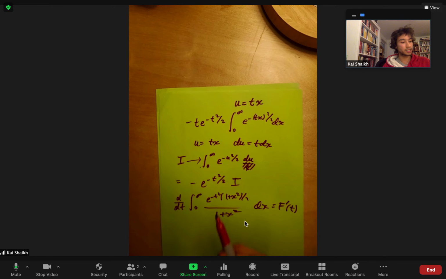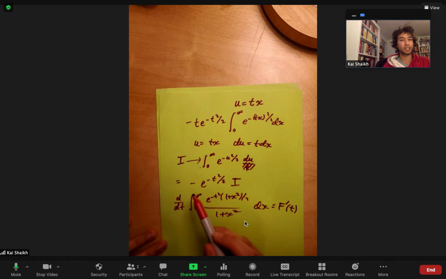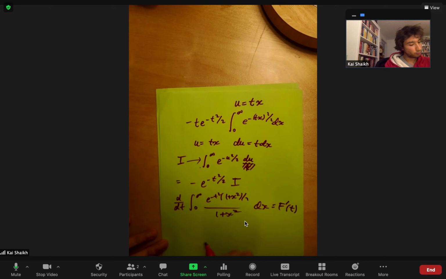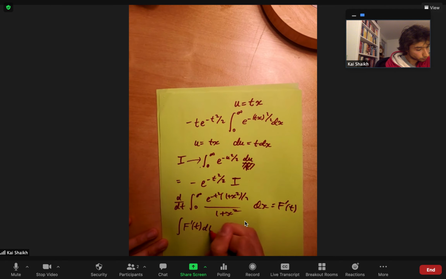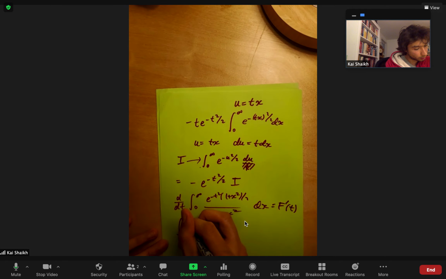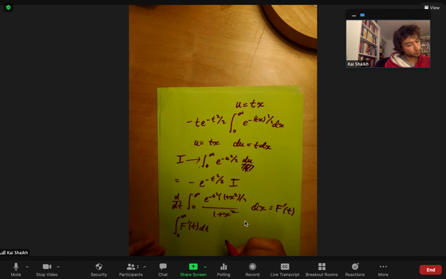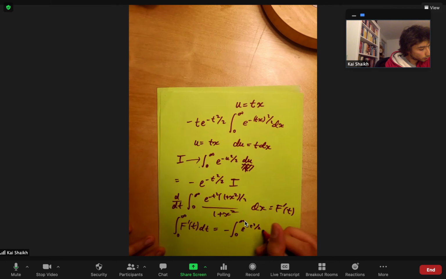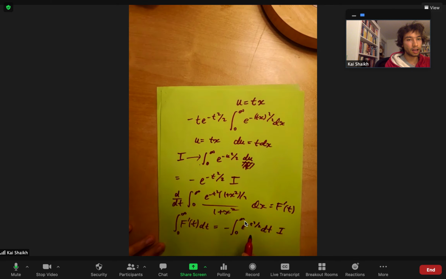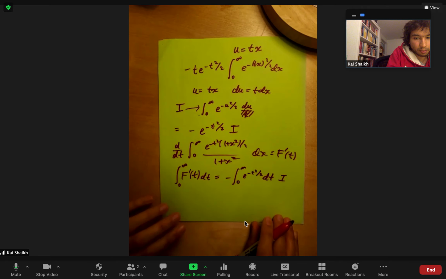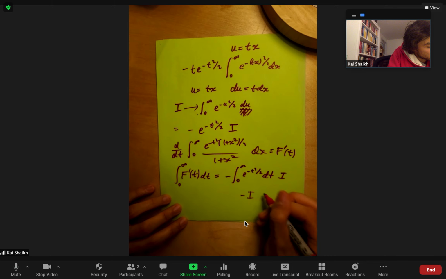And so now what we'll note is this is the Gaussian function all over again. If we take the derivative with respect to t of f prime of t, from 0 to infinity, we're going to recover the Gaussian integral. So it's going to be minus the integral from 0 to infinity of e to the minus t squared over 2 dt, times I. And this is, of course, again just the Gaussian integral. So this is minus I times I, or minus I squared.